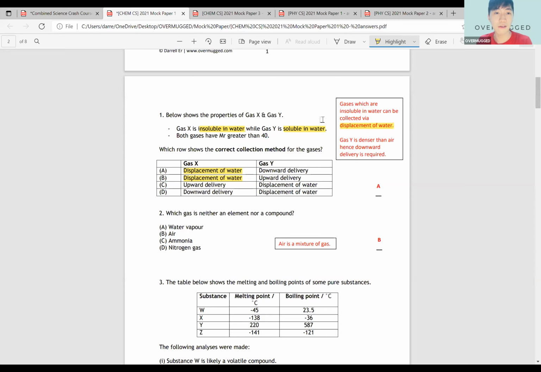Now, both gases have Mr greater than 40. How is this information useful? When we are deciding whether to use upward or downward delivery, it's a matter of comparing with the Mr of air. What do I mean by that? Can anybody recall the composition of air? It's a rhetorical question, because nobody's going to answer me. It's about 78% nitrogen and 21% oxygen. Nitrogen's Mr is around 28 and oxygen's Mr is around 32. If you calculate the average Mr of air, it's somewhere around 29, though not very precise. But the Mr of air is around 29.